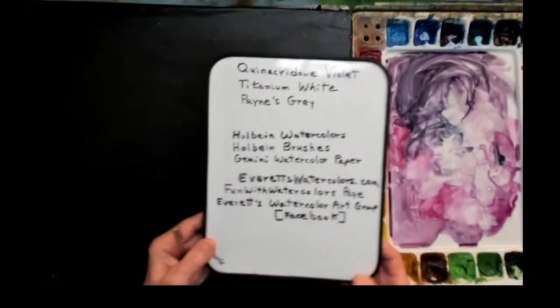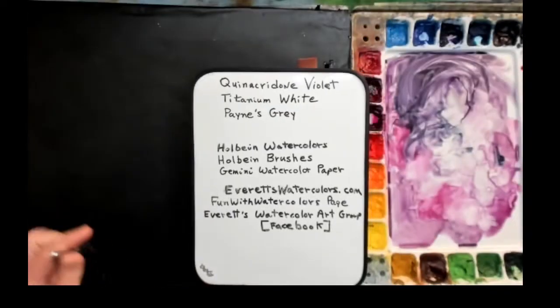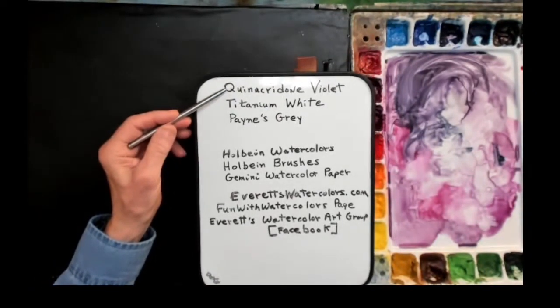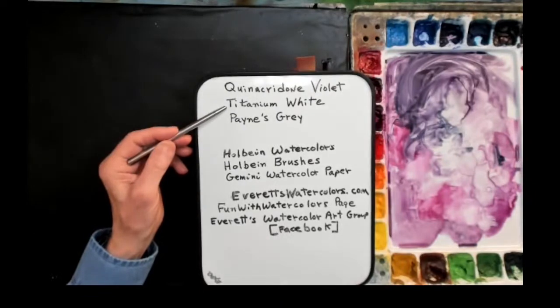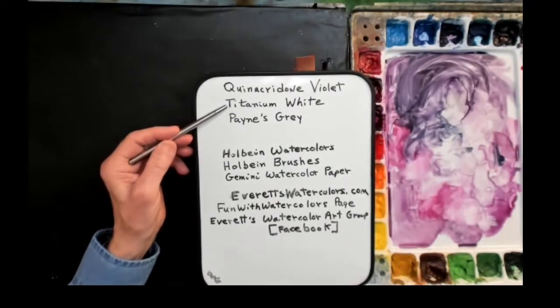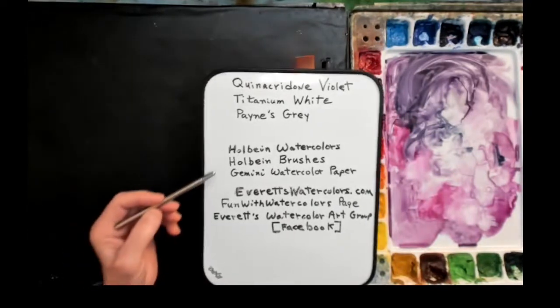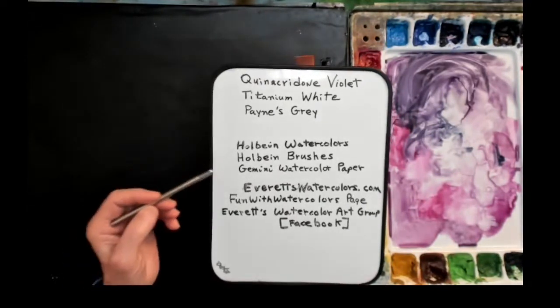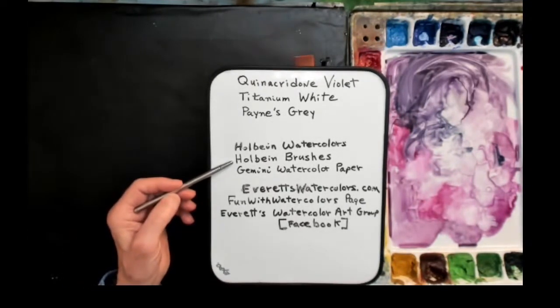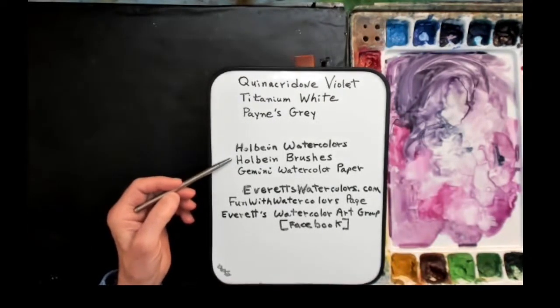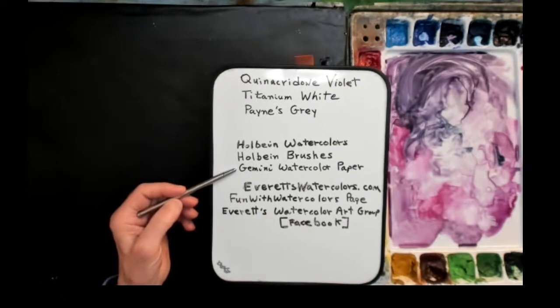So let me go over the equipment again today. Quinacridone Violet is the color. That's the main color, base color. I'll be lightening it up with titanium white, and I'll be darkening it up with Payne's gray. These are Holbein's artist watercolors. I'll be using Holbein synthetic brushes. I'll also be using silver brush. Also the Hake, I'll be using that to wet down the paper. Gemini is the watercolor paper I'll be painting on.